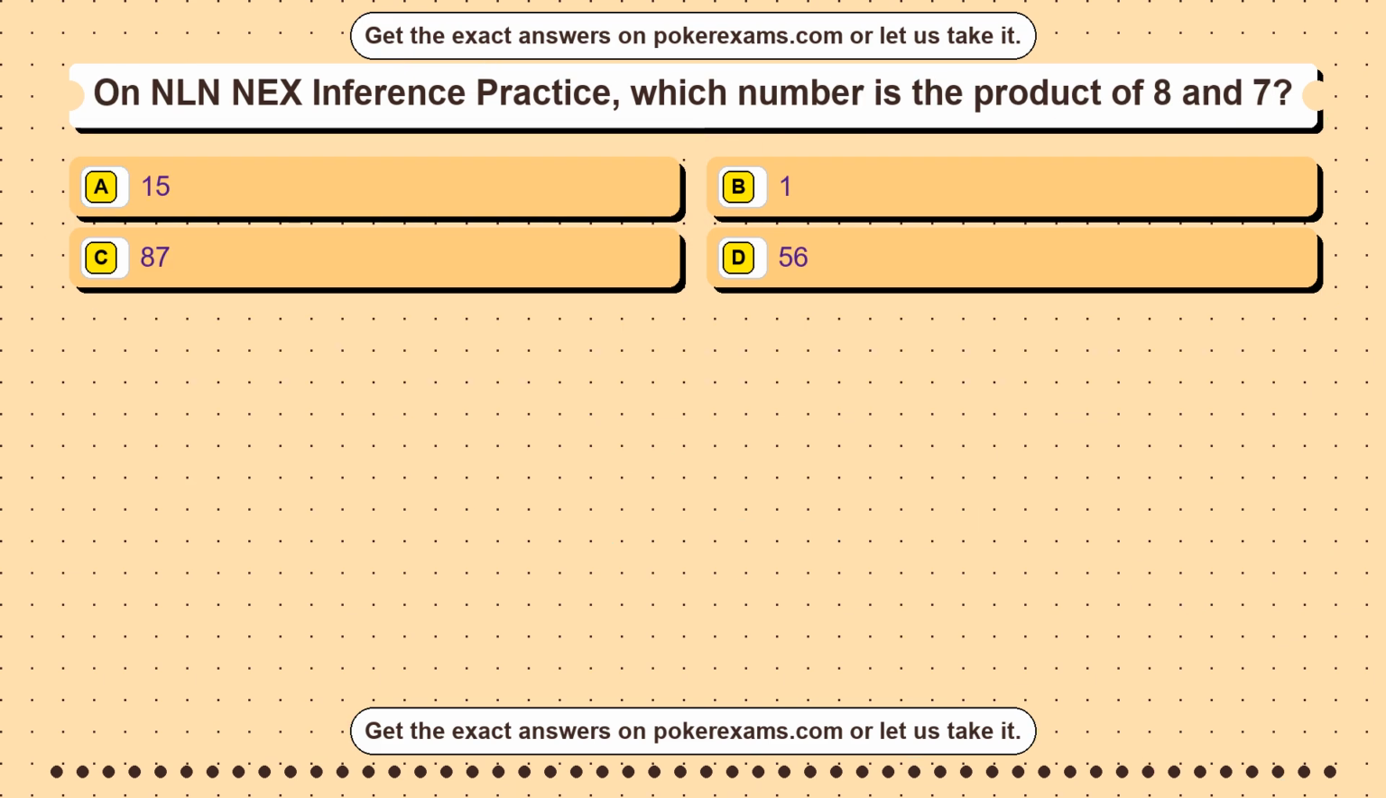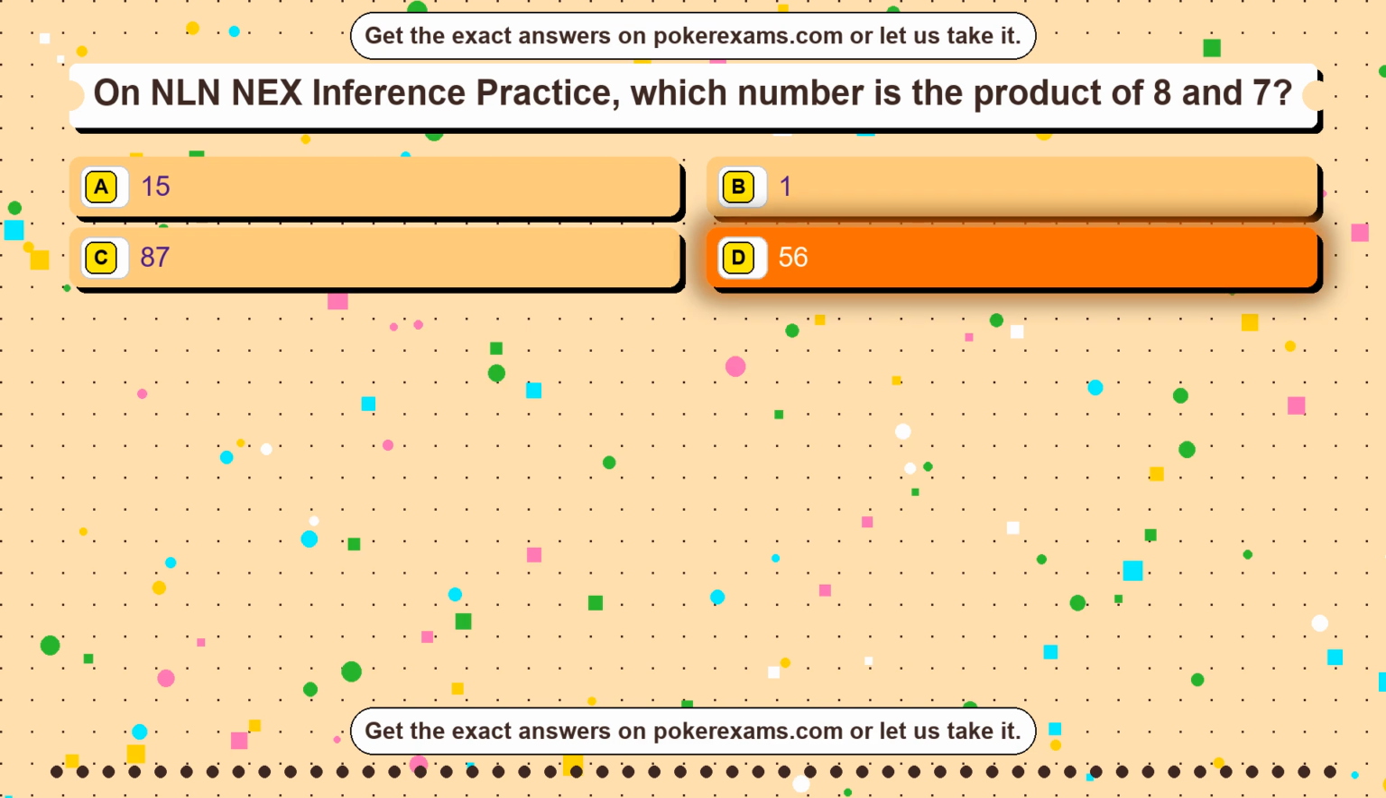Question 14. On GED graphs and data practice, which GED subject focuses most on interpreting experiments and data? Option A, social studies. Option B, RLA. Option C, geometry. Option D, science. The correct answer is option D.